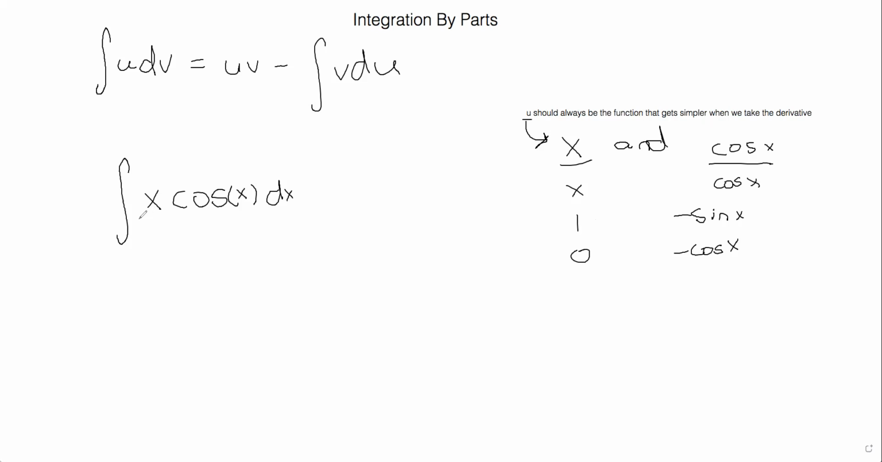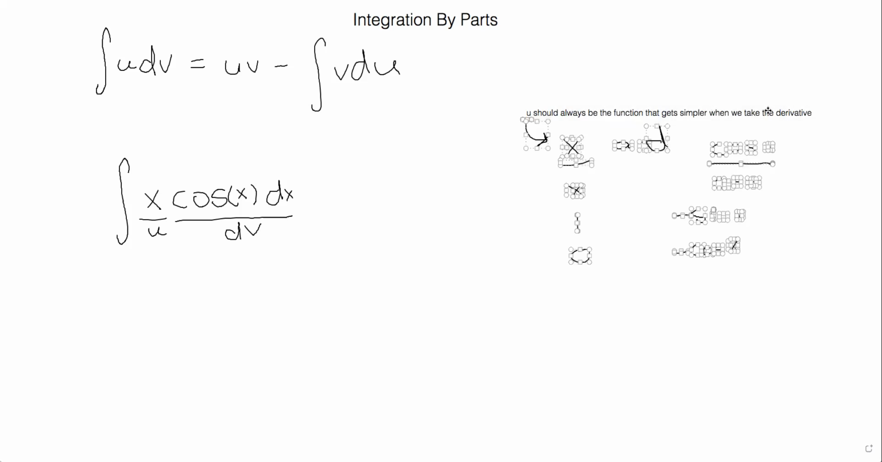So I'm going to start labeling things. I'm going to have this be u, and then automatically everything else is going to be dv in that case. What is dv? Where does the v come from? Well, we have two functions in this case. We have a u and we have a v. So du is the derivative of a function u, and dv is the derivative of a function v.